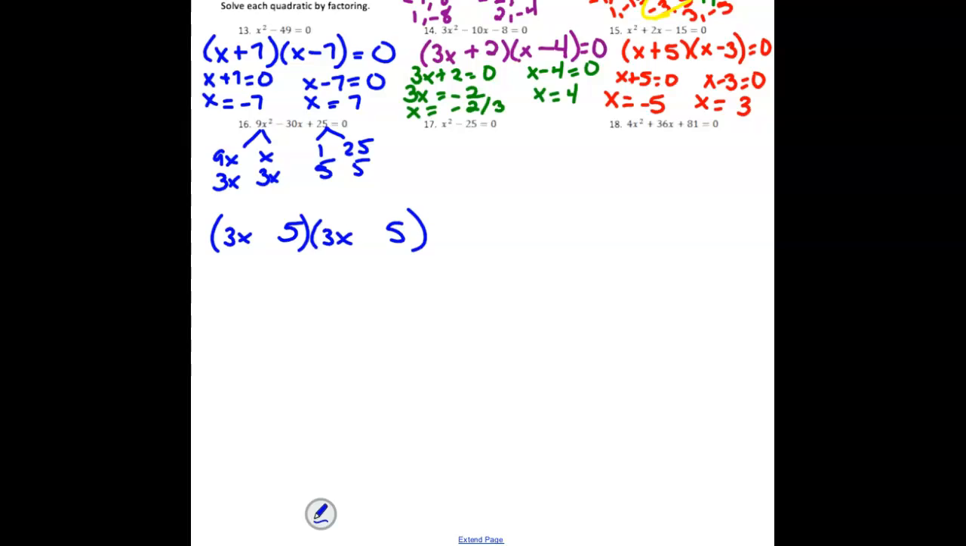Now, we need a positive 25 for a constant, but notice that we need a negative 30 inside. So we really are looking at the pairs with two negatives. And let's check this. We get a negative 15x inside, and we get a negative 15x on the outside. That gets us our negative 30x.